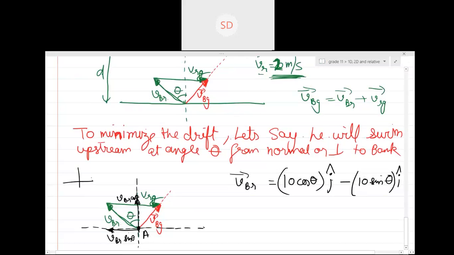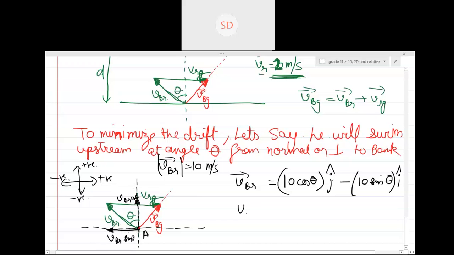Because I have chosen this direction as positive, this direction as negative, this direction as positive. Yes, 10 is given to you. The magnitude of this is given to be 10 meter per second. So can you see the minus component is along i cap and the j component is along like this. So minus 10 sin theta i cap plus 10 cos theta j cap.